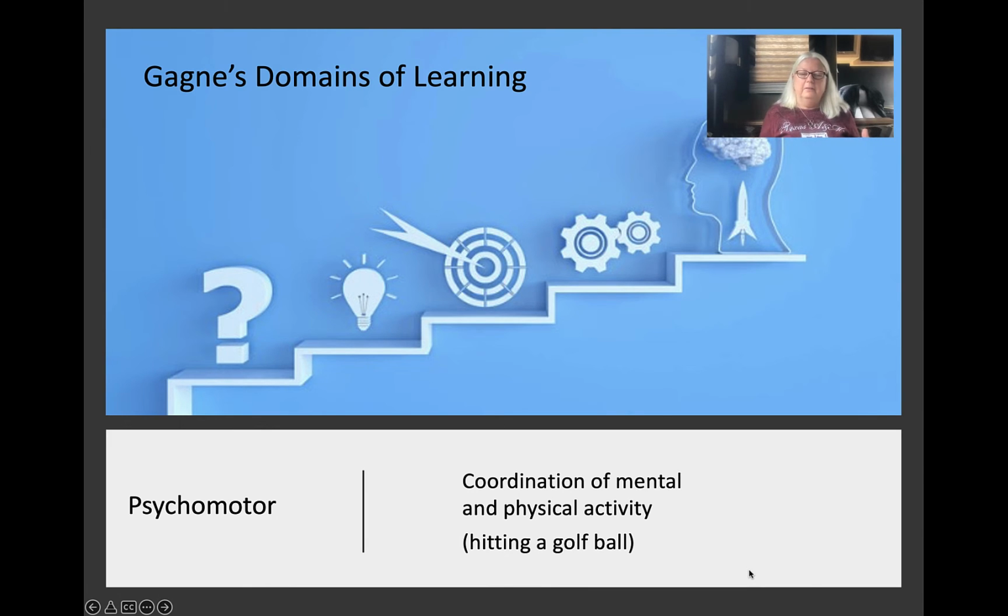So the thing about this is that the learner has to do something physically that more than likely requires some sort of high level intellectual skills as well. So, putting a golf ball would be a good example of a psychomotor activity. I don't play golf, but it looks easy, but it's really not. It takes a lot of coordination and mental thought and that sort of thing. So that would be a psychomotor goal.